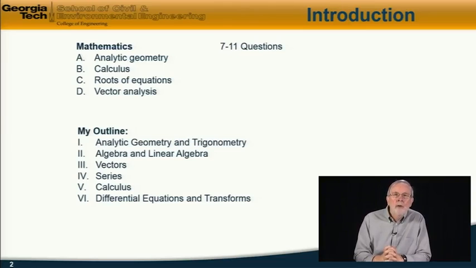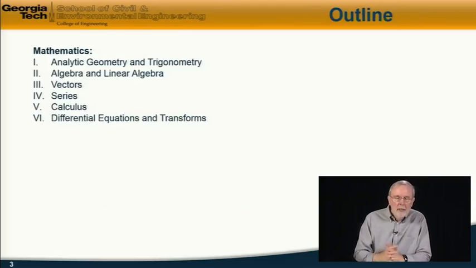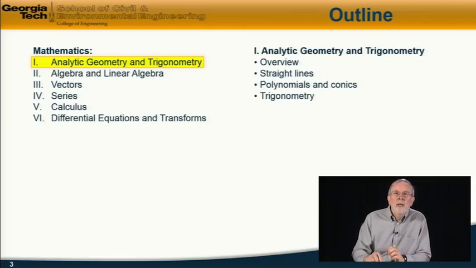So this is the outline that I will follow: analytic geometry and trigonometry, algebra, vectors, series, calculus, and then differential equations. So here again is the outline, and in this segment we'll start looking at analytic geometry and trigonometry. In particular, we will first of all do an overview and then look at simple equations of straight lines, then polynomials and conics, and trigonometry. And in this section we'll just look at an overview first of all, and then equations and properties of straight lines.